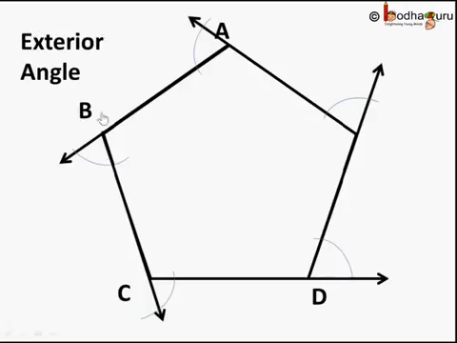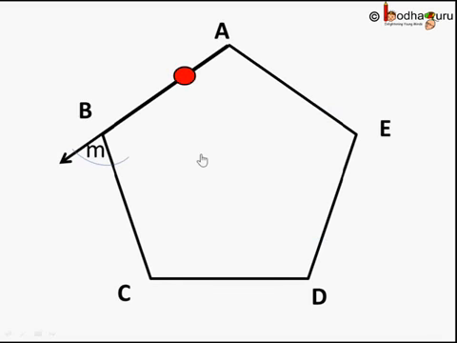Now in this lesson let's learn what the sum of exterior angles is. Here is a pentagon. Here are all its exterior angles. You know, this is an interior angle and this is an exterior angle. If you extend a side, the outside angle you see is the exterior angle. This is also an exterior angle, this is also an exterior angle, this is also an exterior angle. So let's try to find out the sum of exterior angles of a polygon.